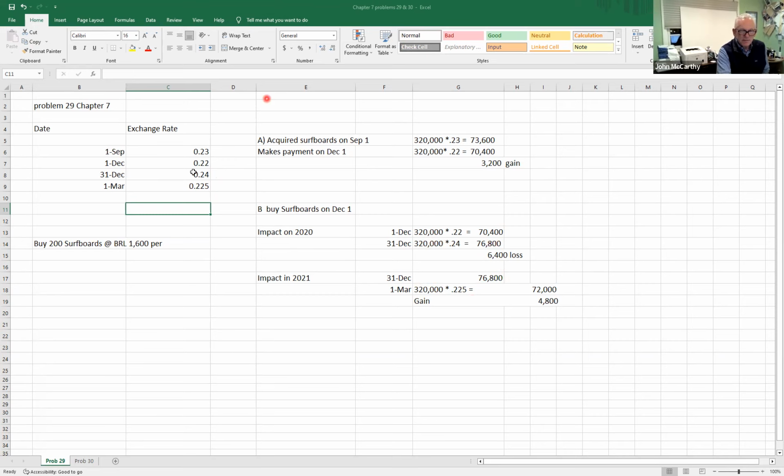Now, going forward to March, the dollar appreciates and the reais depreciates, because now it only costs us 22.5 cents to buy a reais. We do the 320 times the 0.225. That gives us 72,000, and the delta there is 76,800 minus 72,000, which is 4,800, and that's a gain because the dollar appreciated and the reais depreciated. Okay, so that's A and B.